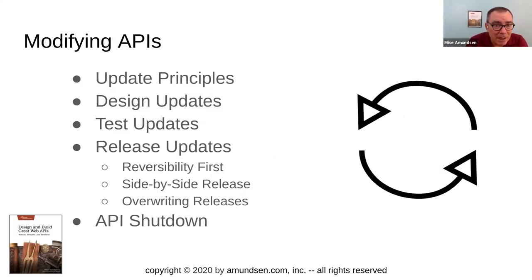When it's time to release an update, the first thing you have to be able to do is actually be able to reverse it. So if you put it in production and it doesn't work, you have to actually reverse it out in a matter of seconds. That's what Heroku does. That's what you need to do as well.